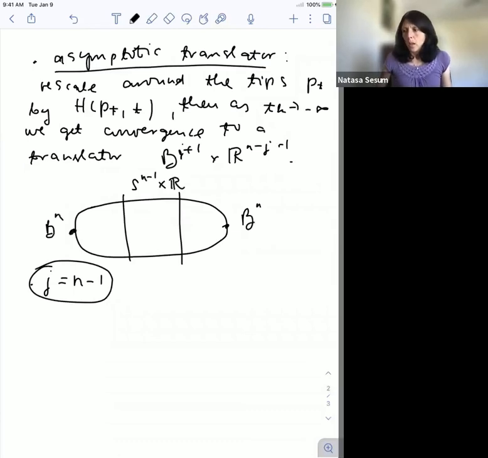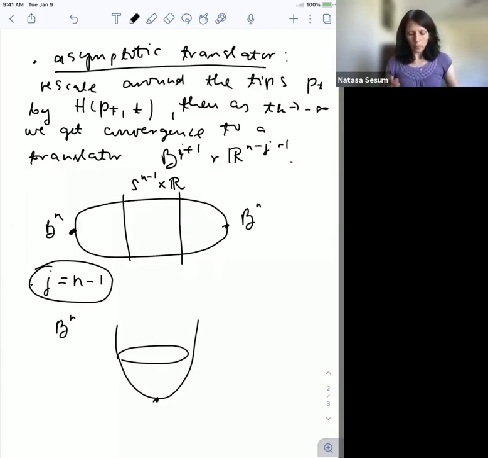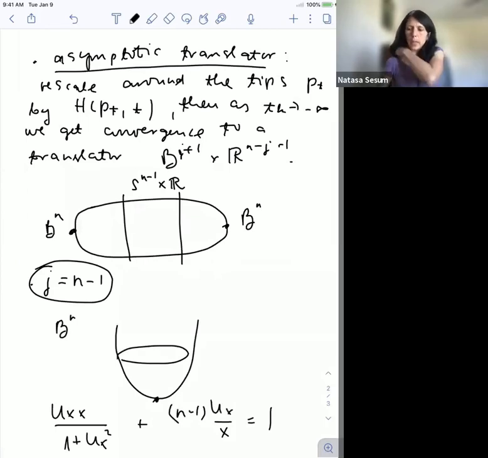Okay, so I will also remind you of this bowl soliton that we mentioned in the previous lecture. The bowl B^n opens up like a paraboloid. It's rotationally symmetric. It's the unique rotationally symmetric convex solution to the translating equation, has the maximum mean curvature at the tip, and it's graphical, right? Its height function satisfies the equation u_xx over 1 plus u_x squared, plus (n-1) u_x over x, is equal to 1. So this is the equation of the bowl soliton.